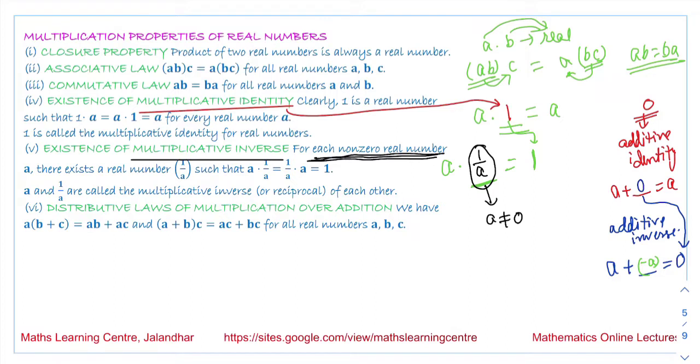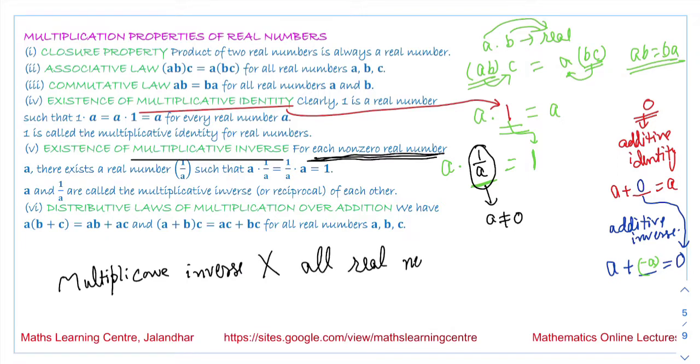It is important to note that multiplicative inverse does not exist for all real numbers, but it exists for all non-zero real numbers. Except for 0, every element has a multiplicative inverse.